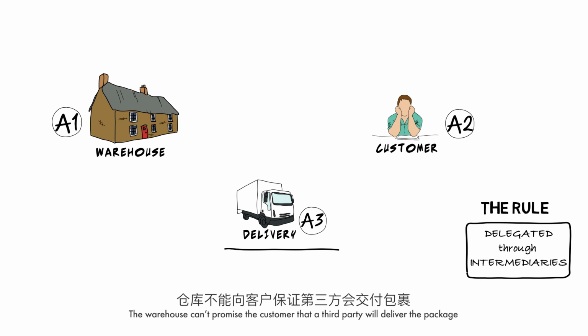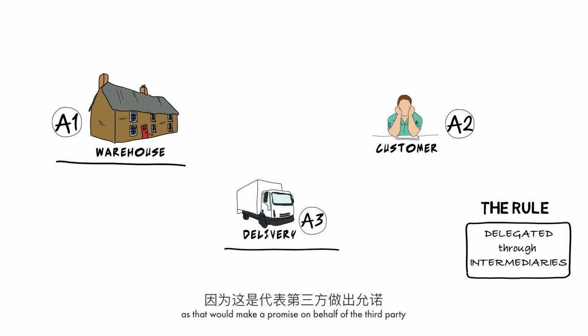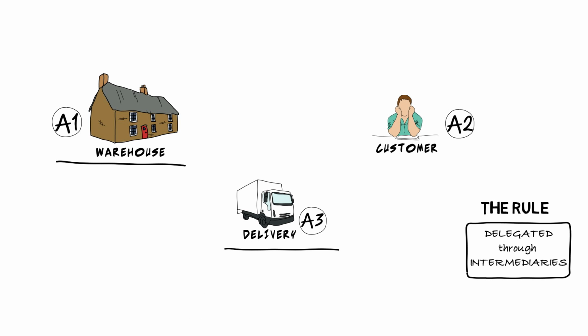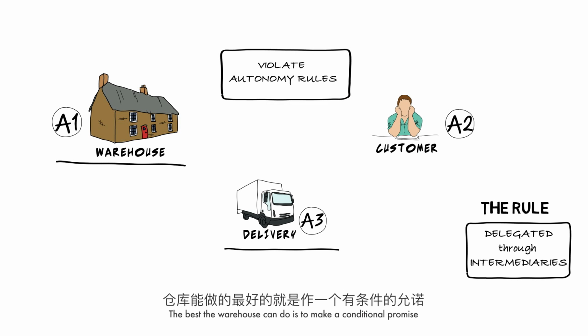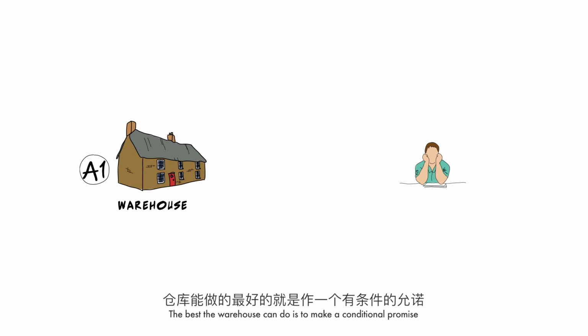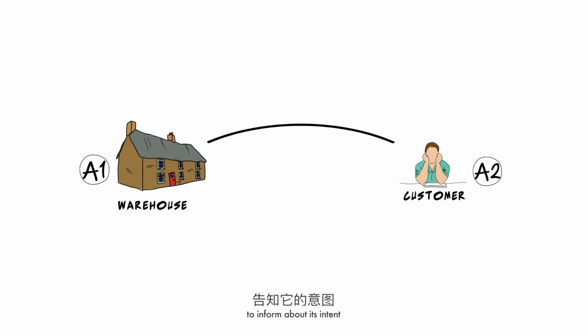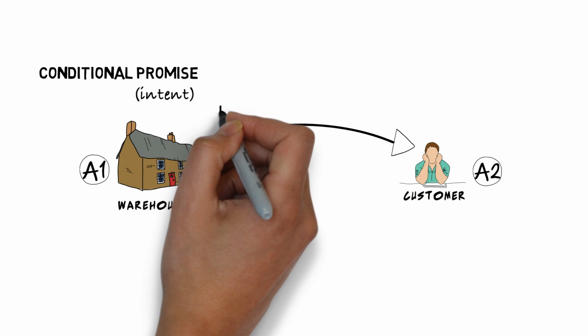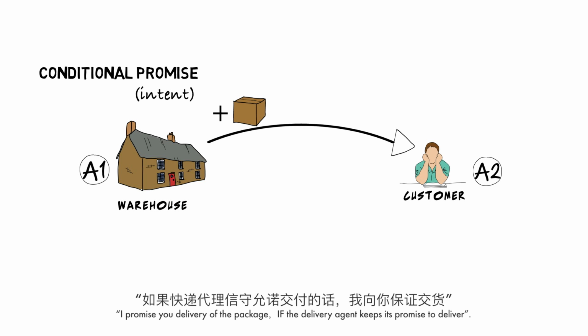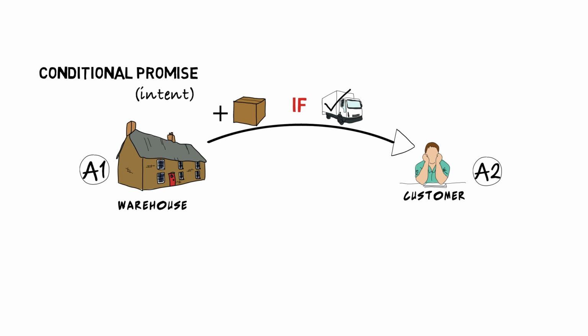The warehouse can't promise the customer that a third party will deliver the package, as that would make a promise on behalf of the third party, violating the autonomy rule. So how can this work? The best the warehouse can do is to make a conditional promise, to inform about its intent, freely admitting the things it doesn't control. I promise you delivery of the package if the delivery agent keeps its promise to deliver.